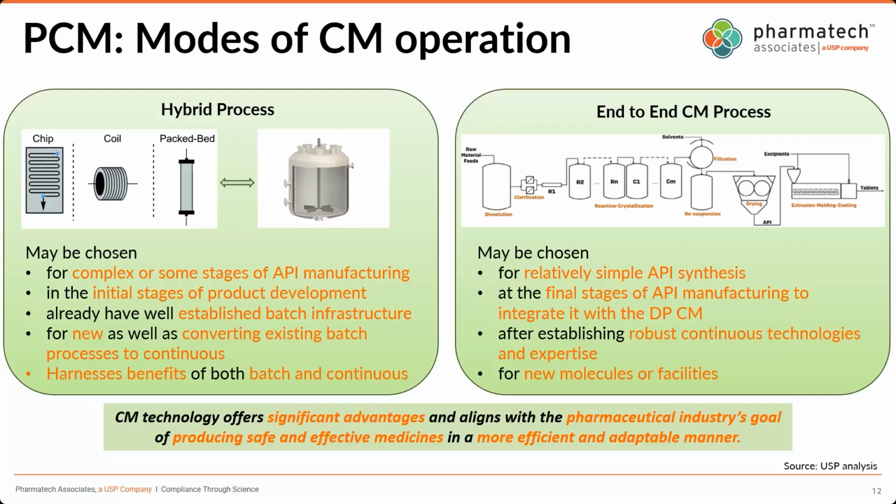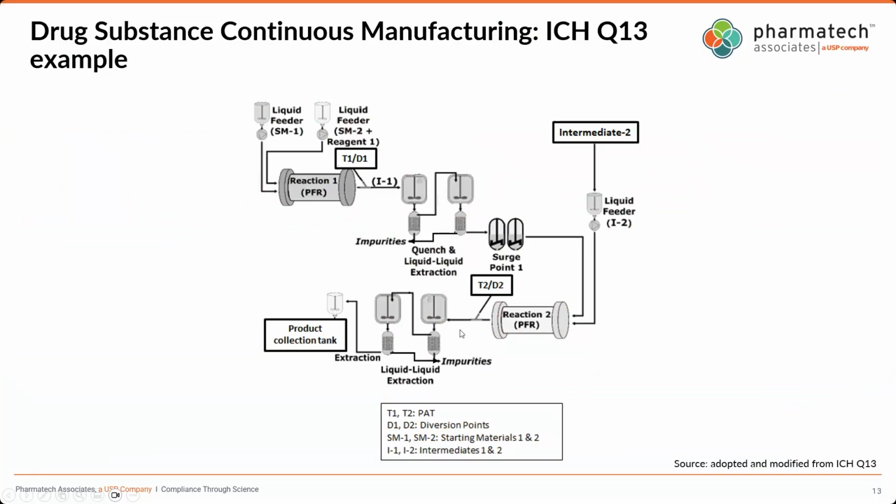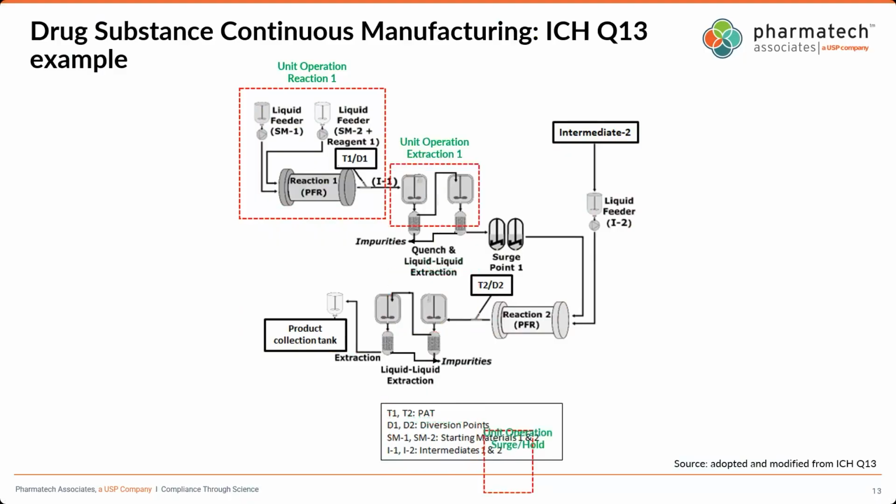Now let's take a look at how a typical API continuous manufacturing would look like, taking an example from ICH Q13. Can we go on to the next slide? So the figure here is the typical API continuous manufacturing process adopted from the ICH Q13 document. As you can see, the process consists of unit operations that can be characterized as having two plug flow reactors, two liquid extractors, and then the product isolation is considered to be performed in batch.